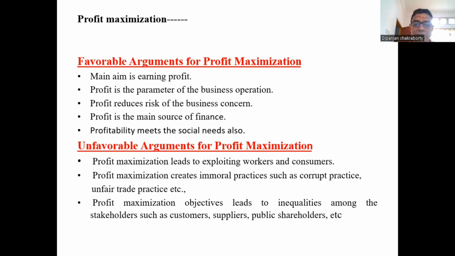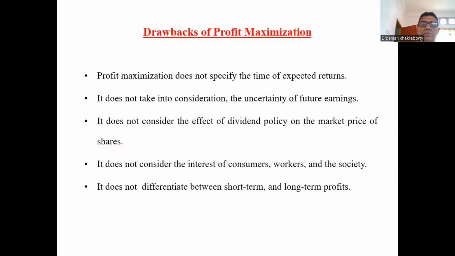Profit maximization objective leads to inequalities among the stakeholders such as customers, suppliers, and public shareholders. When organizations run only for the main objective of earning profit, they sometimes neglect the customers, suppliers, and public shareholders. They should treat all customers, suppliers, and public shareholders as a whole, but they neglect them. There are inequalities among the customers, suppliers, and public shareholders. So these are the arguments against profit maximization, and some drawbacks of profit maximization.